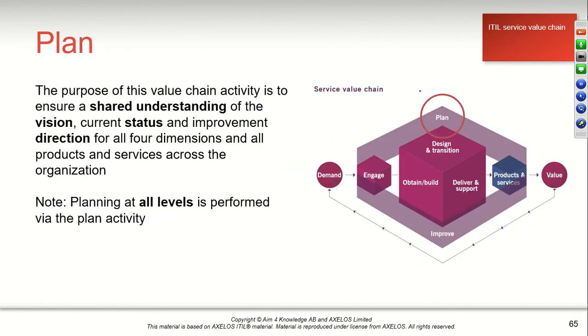Okay, planning. We said planning is the key one. Planning should be done at all levels. The planning at all levels is done through the plan activity. You must plan how you engage with internal and external parties. You must plan your design. You must plan your build. You must plan your delivery and plan support. And also have a plan for improvement.